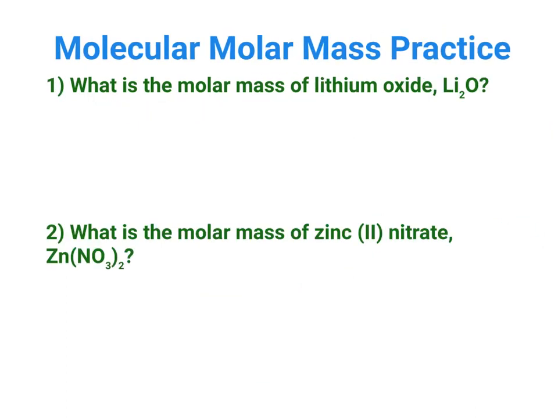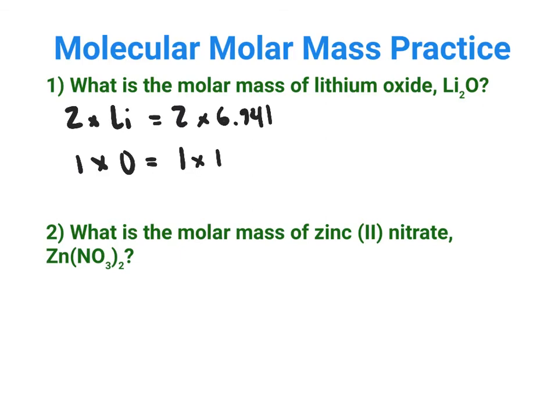So a couple practice problems here. First one says, what's the molar mass of lithium oxide, Li2O? So in this case, we have 2 times lithium, which is equal to 2 times, I believe it is 6.941. And we have 1 times oxygen, which is 1 times 15.9994. So I do the math for lithium, and it's equal to 13.882. Oxygen is easy. It's 15.9994.